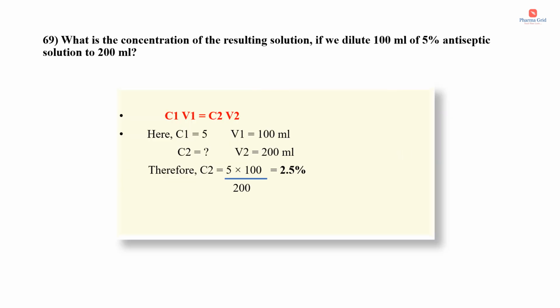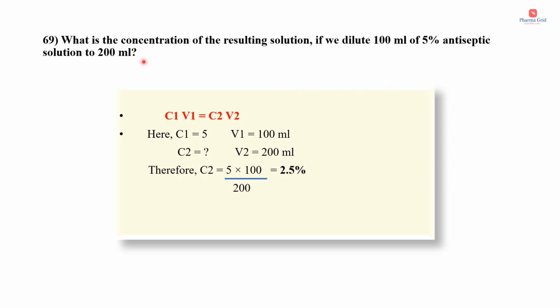Next question: what is the concentration of the resulting solution if we dilute 100 ml of 5% antiseptic solution to 200 ml? For this calculation we can use the equation C1V1 is equal to C2V2, where C and V are the concentration and volume respectively. Here C1 is equal to 5, the first concentration given as 5%. C2 we need to find out, because the question asks for the concentration of the resulting solution.